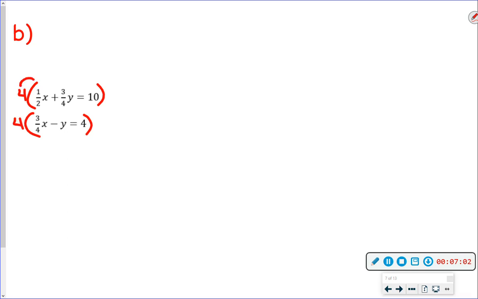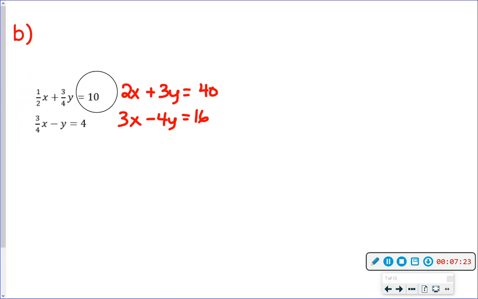So 4 times the half, 2, 4 times 3/4, and 4 times 10. Same on the bottom, 4 times 3/4, 4, 16. So that is one way to go about it if you don't like the fractions. I just want to show you that. Now, personally, I'm just going to erase this times 4 in the red. I don't mind the fractions, as you know.